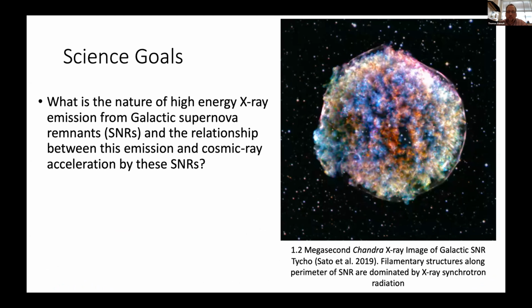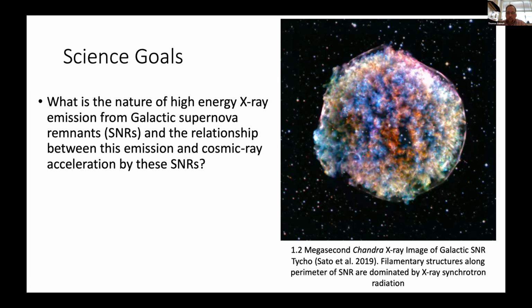And as you can see here, one of the legacies of the Chandra X-ray Observatory, with its high angular resolution, is the detection of filaments along the perimeters of these remnants. Spectroscopic analysis shows that the emission mechanism for these filaments is not thermal emission, which is the canonical emission mechanism for supernova remnants, but instead synchrotron emission. These would be actually X-ray emission from cosmic ray electrons accelerated to extremely high energies.